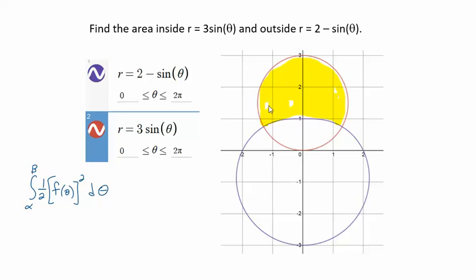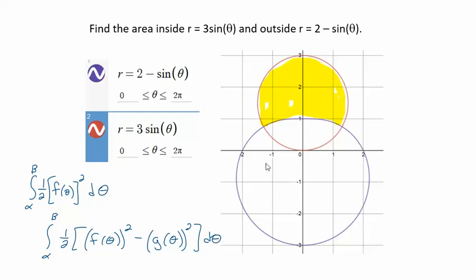So we want to find this area inside the red circle and outside the purple graph, so we want to subtract the purple graph out. We're just going to subtract out this area right here. Let's call this g of theta. So we're going to do alpha to beta 1/2 of the bracket f of theta squared, minus the other function squared, d theta. That's basically what we're going to do in order to find this area.